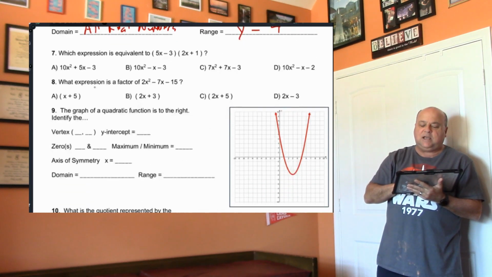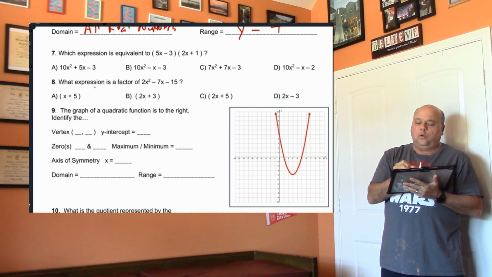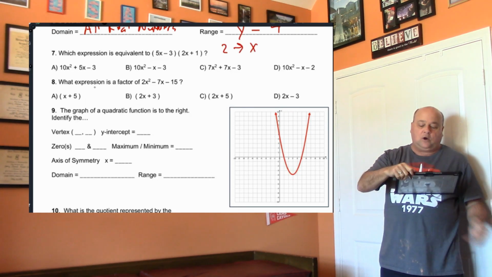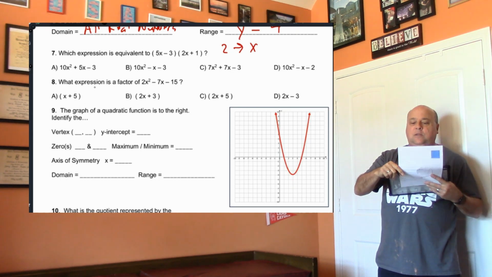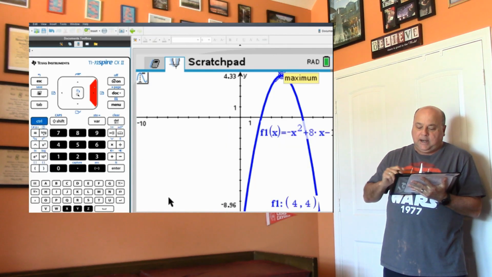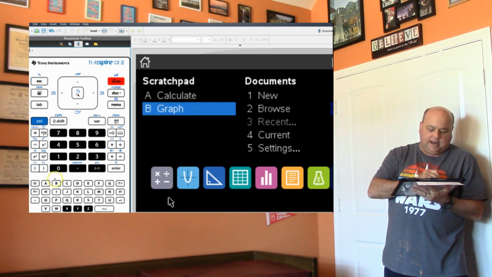Continuing on, number 7. You're going to multiply this with the box, but let's just store it. We're going to store 2 for x. And we already have 2 stored for x. So we're just going to type in the problem, okay? So I'm going to go to my calculator, and I'm going to type in home. And I'm going to go to calculate.